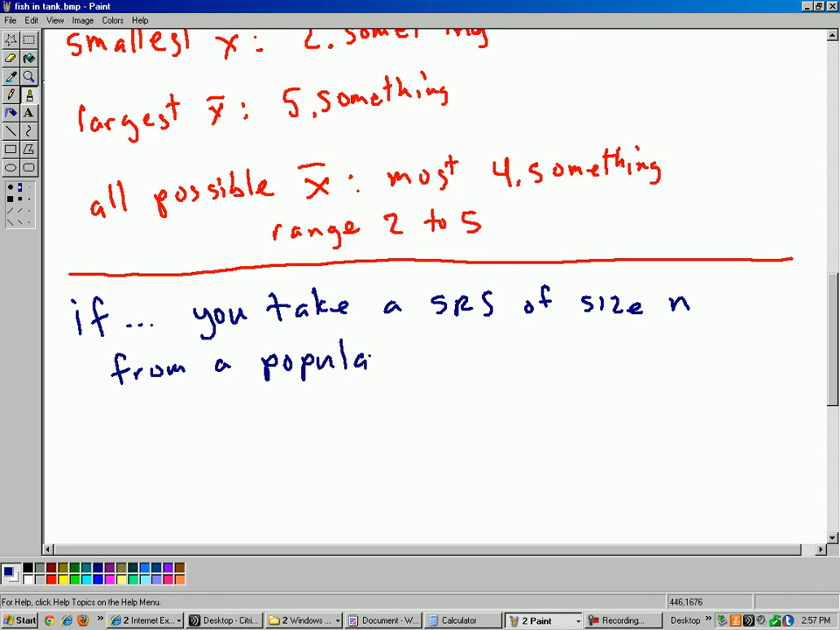Now, the population itself does not have to be necessarily a normal curve. It might be normal, but it doesn't have to be. All right, from a population with a mean of mu, and the standard deviation of the population is sigma. Okay, so if you do that, and we did that with the fish. We had a simple random sample of 4 fish from a population of all the fish in the fish tank.